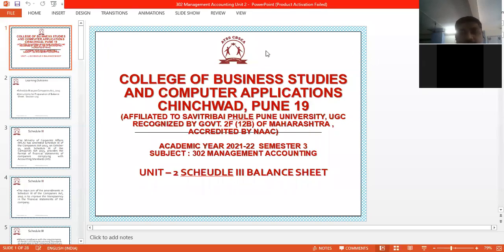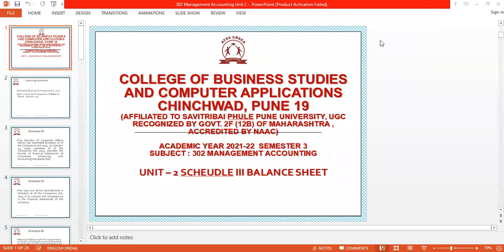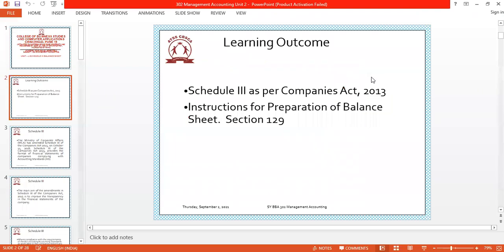The second unit, and it is main, and it is about the contents of the financial statements. The first content we have is... today we're going to learn what is Schedule 3 as per the Companies Act 2013. We're also going to learn what is balance sheet, how to prepare balance sheet, what items are there. This is what we're going to learn today.